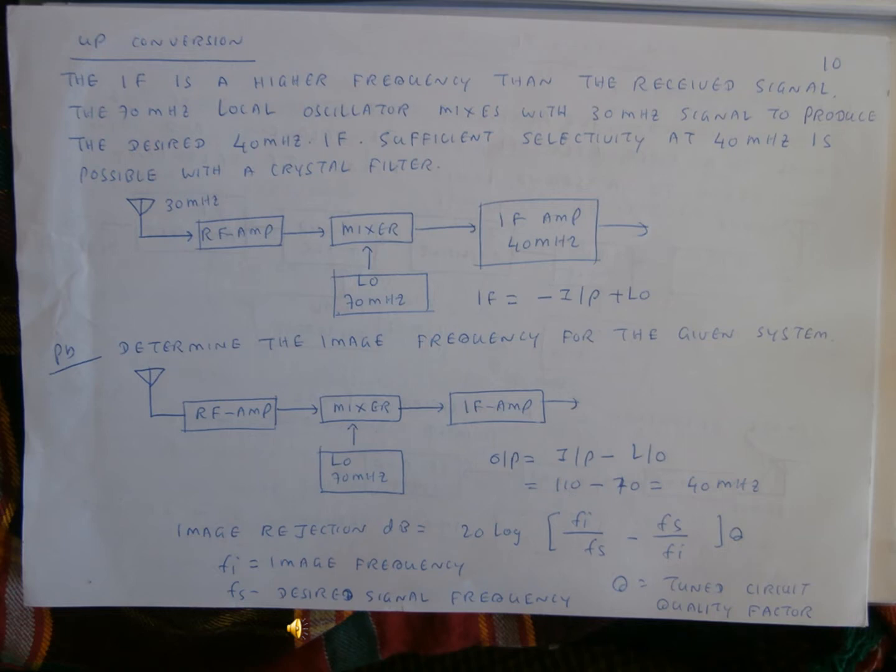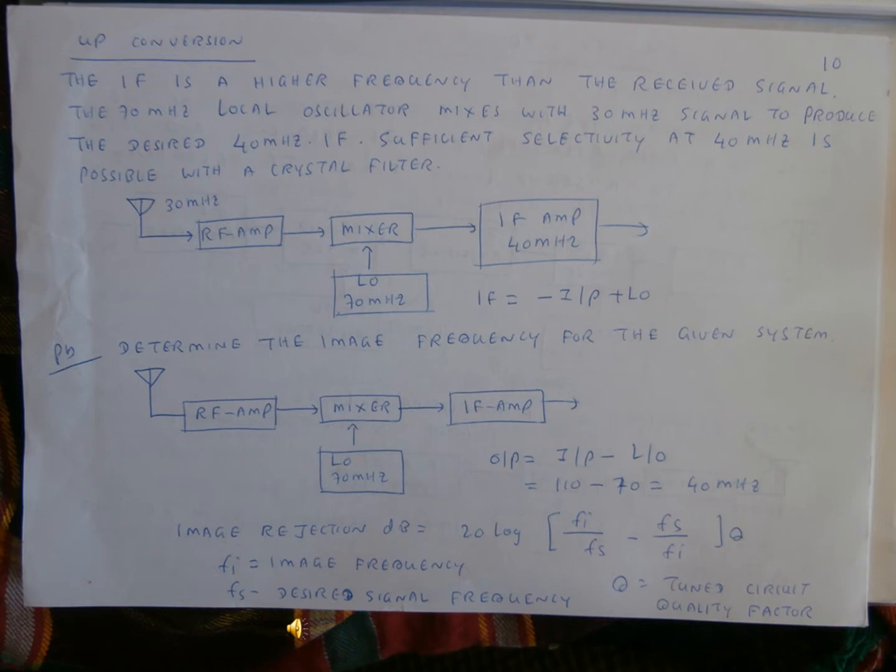Intermediate frequency IF equals minus input frequency plus local oscillator frequency. Here an image frequency appears, and both are problems, so we need image frequency rejection. The signal goes from the antenna to the radio frequency amplifier and then to the mixer. In the mixer the local oscillator frequency of 70 megahertz is applied, and the output goes to the intermediate frequency amplifier, the output frequency being the difference from the local oscillator frequency, 40 megahertz.